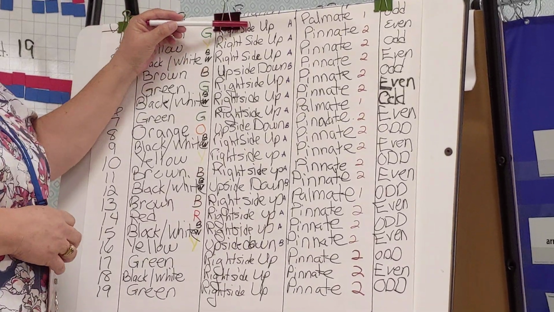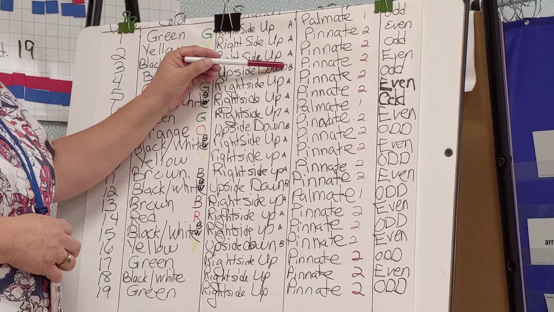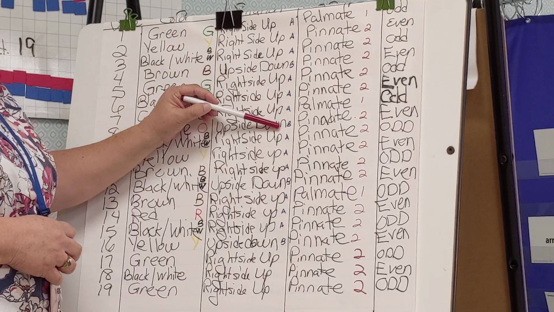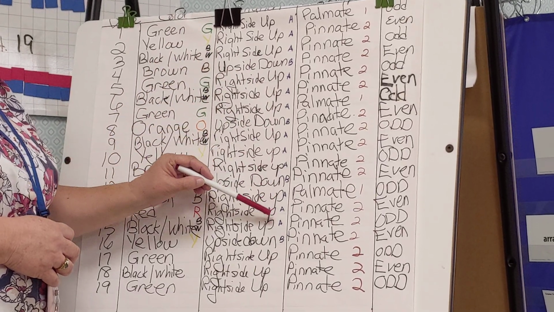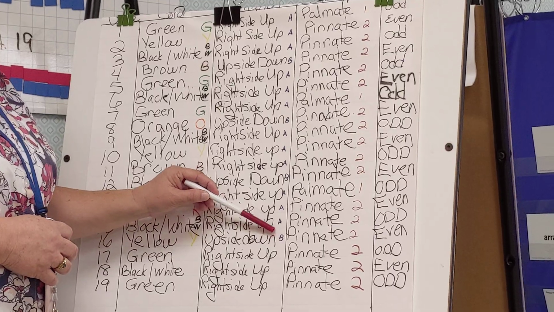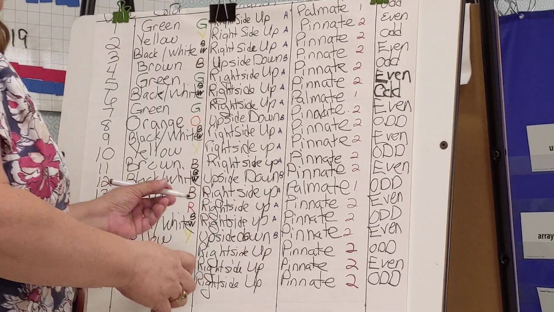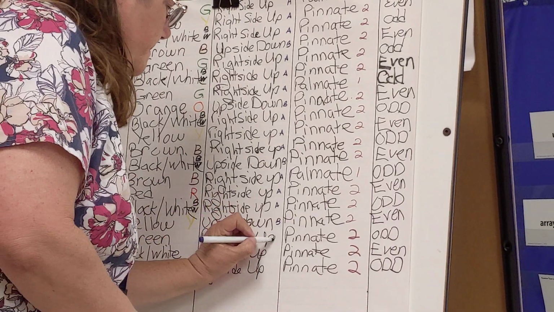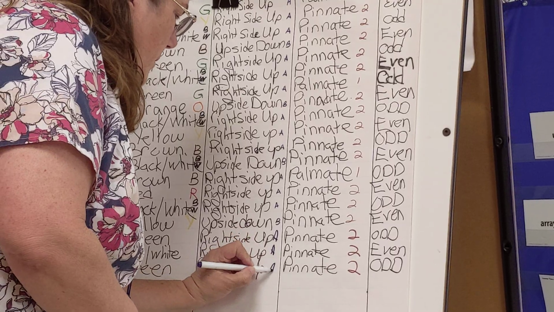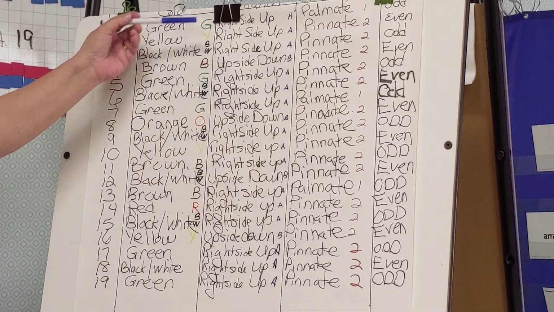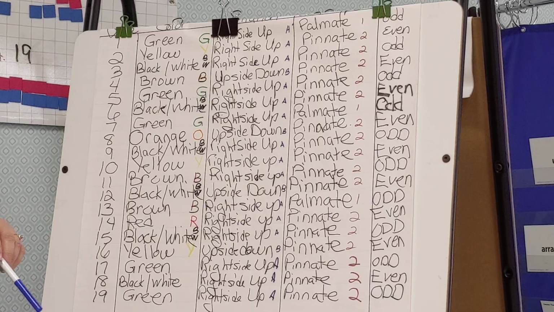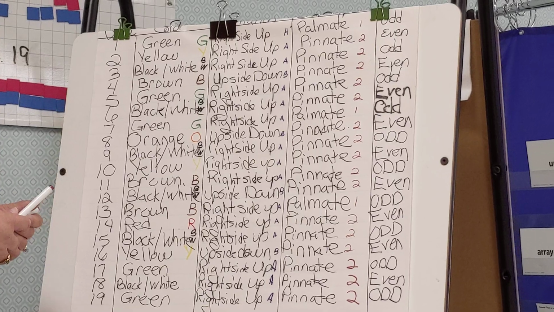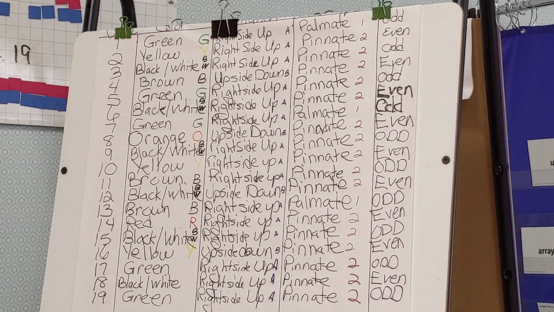So I did right side up is A, and upside down is B. So it went A, A, A, B, A, A, A, B, A, A, A, B, A, A, A, B, A. Oh, it still works. Okay, so I'm seeing a pattern come out here. Let's see if we can see a pattern. This one took me a long time to see this pattern.